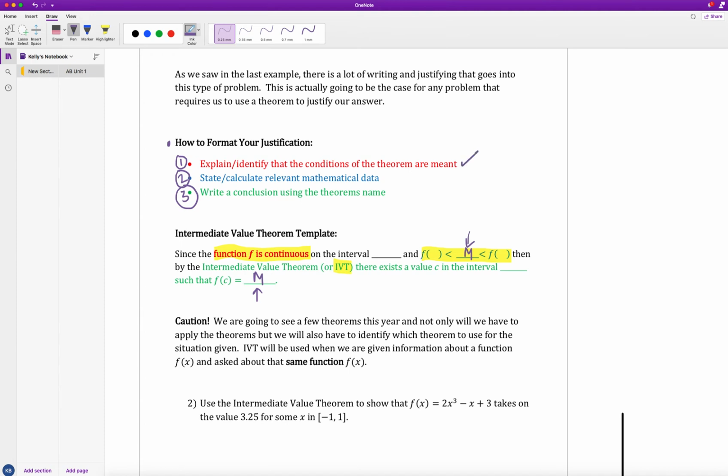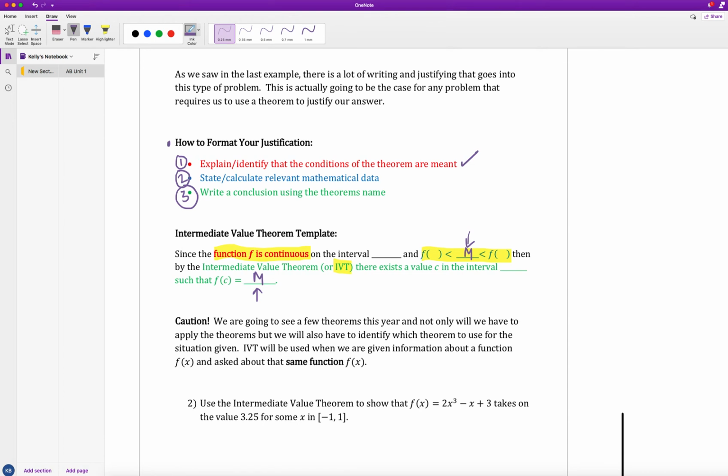Without this first step, the rest of our work is not justified and actually is not true, because I have to have that the function is continuous to be able to use the intermediate value theorem. The second is we need to state any relevant mathematical data, and we might possibly need to compute something like you guys did in that first example in the last video.